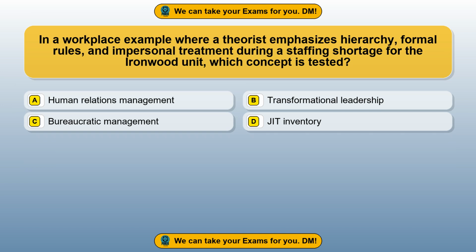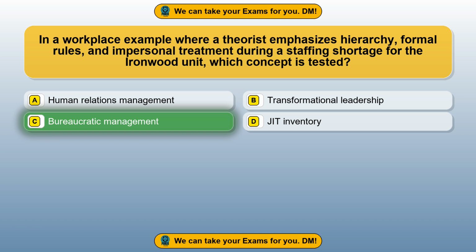Question 21. In a workplace example where a theorist emphasizes hierarchy, formal rules, and impersonal treatment during a staffing shortage for the Ironwood unit, which concept is tested? Option A, human relations management. Option B, transformational leadership. Option C, bureaucratic management. Option D, JIT inventory. The correct answer is option C, bureaucratic management.